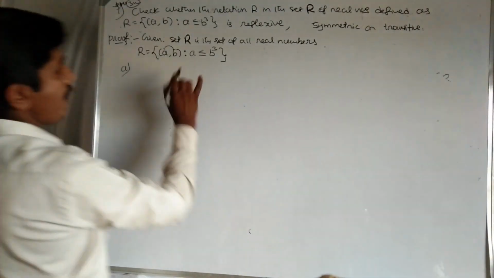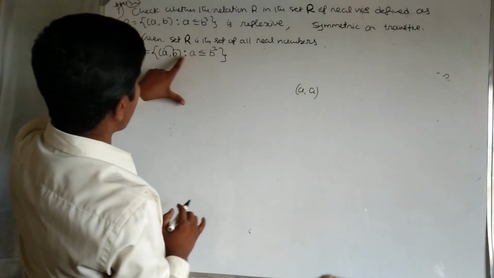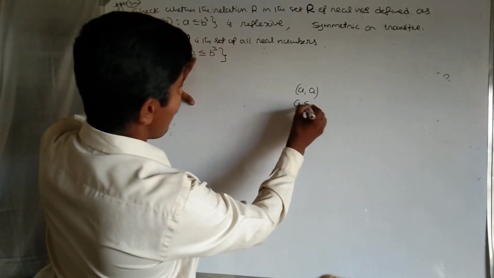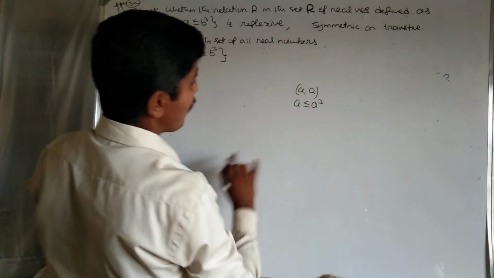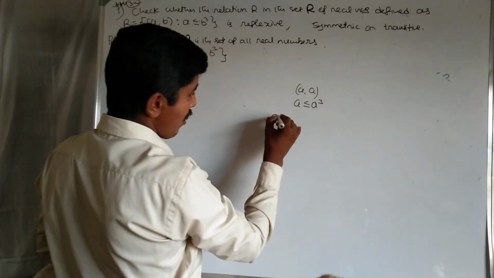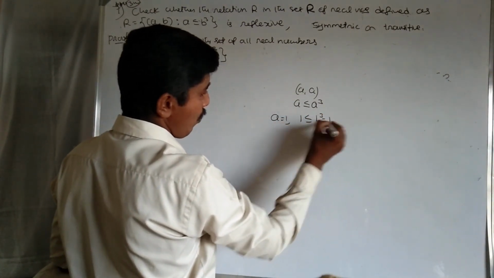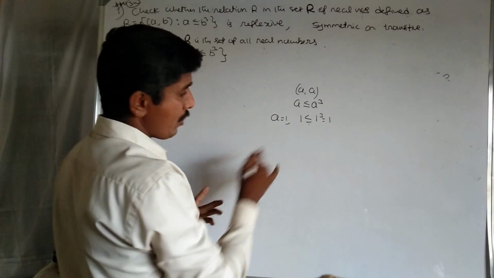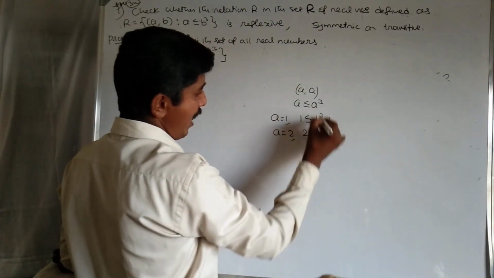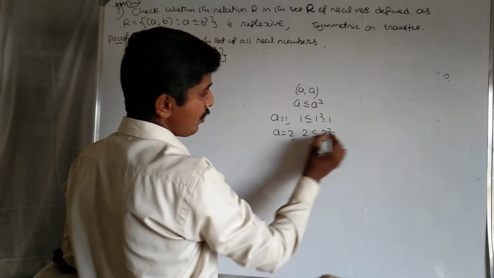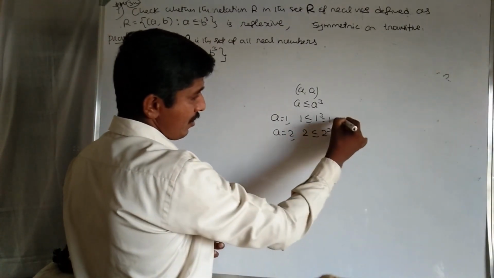First, reflexive means (a, a). The first element should be less than or equal to the cube of the second element, so a is less than or equal to a cube. Suppose a equals 1: 1 is less than or equal to 1 cube, which is 1. Take a equals 2: 2 is less than or equal to 2 cube, which is 8.